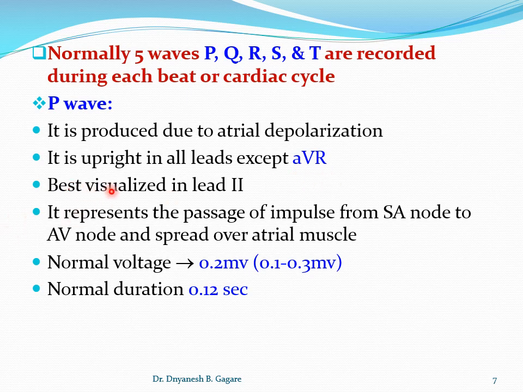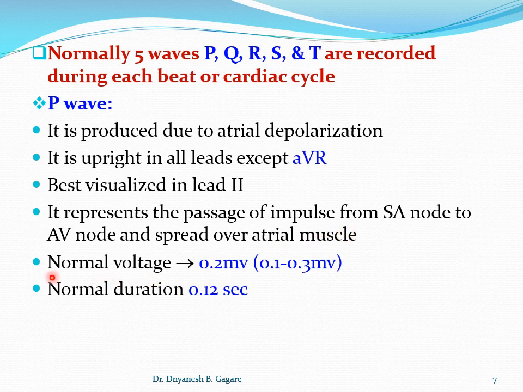Now the P wave is best visualized in lead 2. You can easily make it out, because in lead 2 the potential is more, and it is ideal. Then, what is its diagnostic value, or its clinical importance? It represents the passage of impulse from the SA node to the AV node, and its spread over the atrial muscle. The P wave indicates atrial depolarization, how much time it takes and how much depolarization there is.